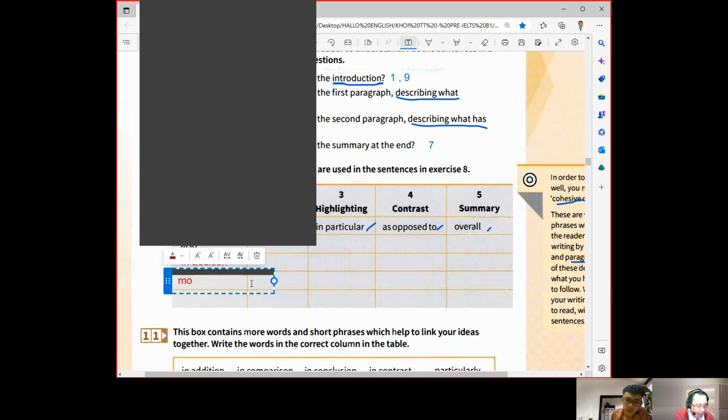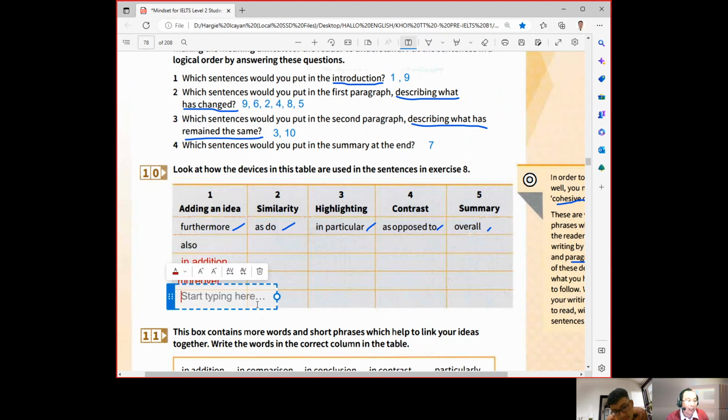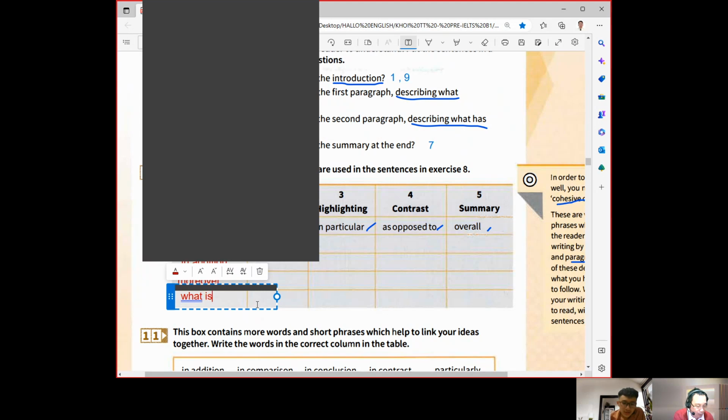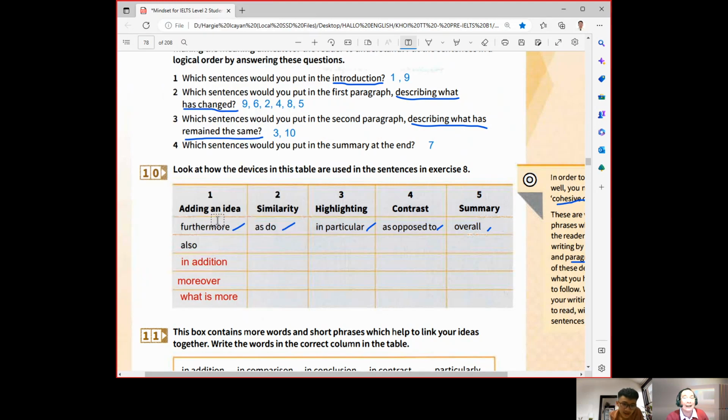Moreover, because sometimes if you are going to encounter that, you can be able to do it. Yes, and there's one more. What is more? I can't find it, but we can also add this one. So the following words: in addition, moreover, what is more, can be an additional idea. If you use these particular cohesive devices, that means you are adding an idea. For example, furthermore, we have to talk about blah, blah, blah. Also, so you are adding an idea, right?